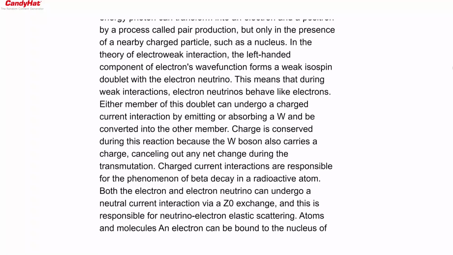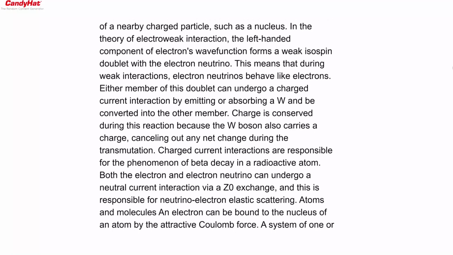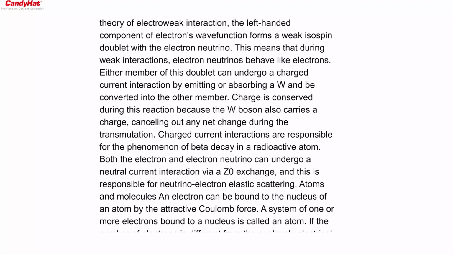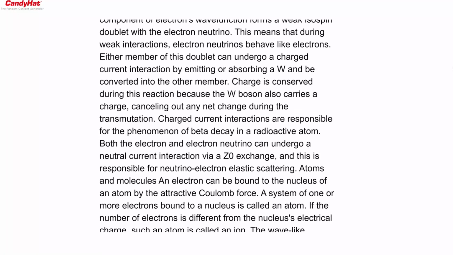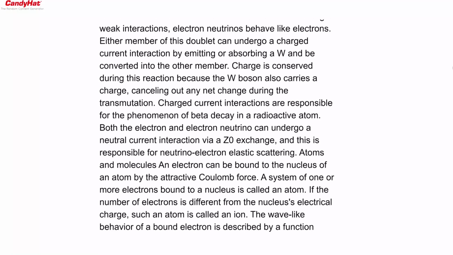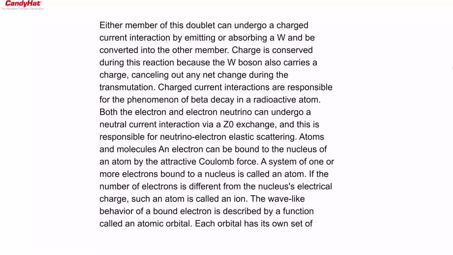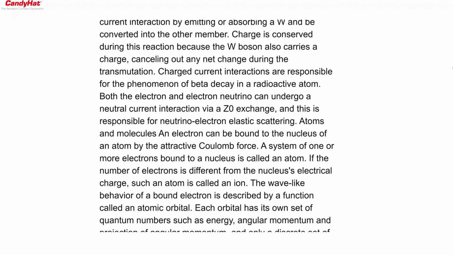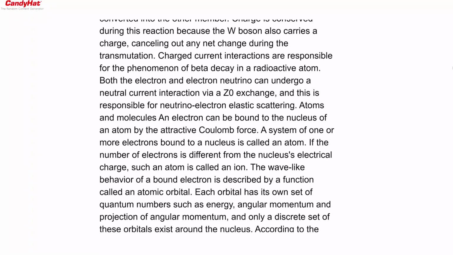In the theory of electroweak interaction, the left-handed component of the electron's wave function forms a weak isospin doublet with the electron neutrino. This means that during weak interactions, electron neutrinos behave like electrons. Either member of this doublet can undergo a charged current interaction by emitting or absorbing a W and be converted into the other member. Charge is conserved during this reaction because the W boson also carries a charge, cancelling out any net change during the transmutation.